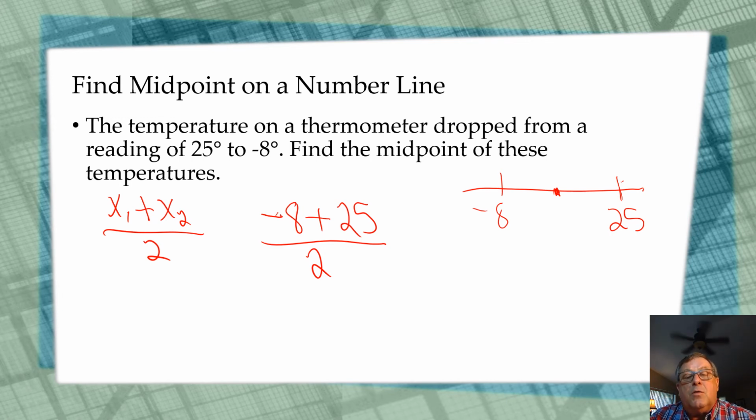Well, let's see, -8 plus 25 is going to give us a value of 17 divided by 2. If I divide 17 by 2, 2 will go into 16 8 times with 1 left over, so the midpoint, 17 over 2, would be 8.5. Well, there we are. We're finding a midpoint on the number line. Now, what we're going to do next is find the midpoint of a segment on the coordinate plane, building off of what we just did here, finding the midpoint on a number line.